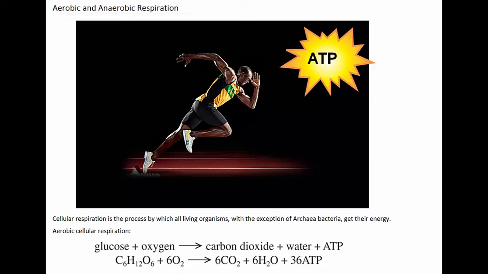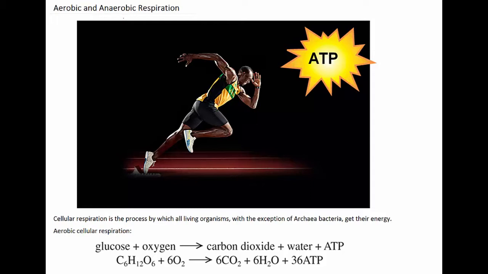In order to do that, Usain Bolt had to use energy in the form of ATP, and he generated that energy through a process called cellular respiration. Cellular respiration is the process by which all living organisms, with the exception of archaea bacteria, get their energy. Glucose is the primary source of energy that is used to drive the metabolic pathways in cells. Glucose molecules are broken down in cells in order to release energy in the form of ATP.